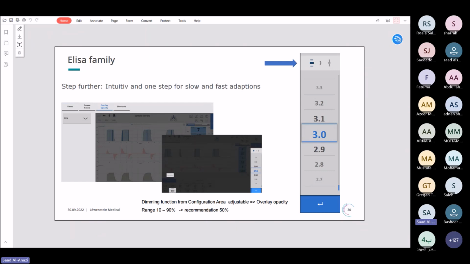So continuing with the features of the ELISA 800, on the right side you can select the setting you like. It's just one step by your finger. You can make slow and fast adaptation of the setting that you are selecting, for example tidal volume, rate, any kind. You just need to scroll, and it will give you the data exactly, and you confirm it by the rotary knob.